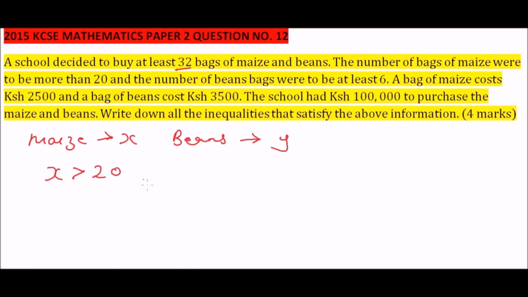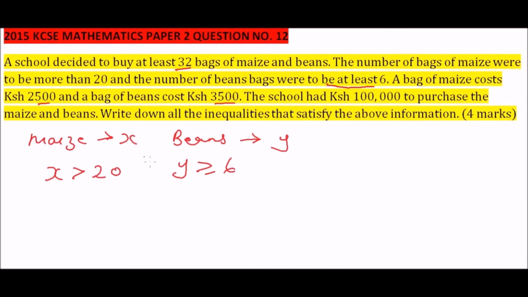Naye beans, ilikuwa the number of bags to be at least 6, meaning y which represents beans should be greater or equals to 6. At least, zisipungue 6, that's what this word means, at least 6 or more. A bag of maize cost 2,500 and the cost of one bag of beans 3,500. Na shule ilikuwa na 100,000.